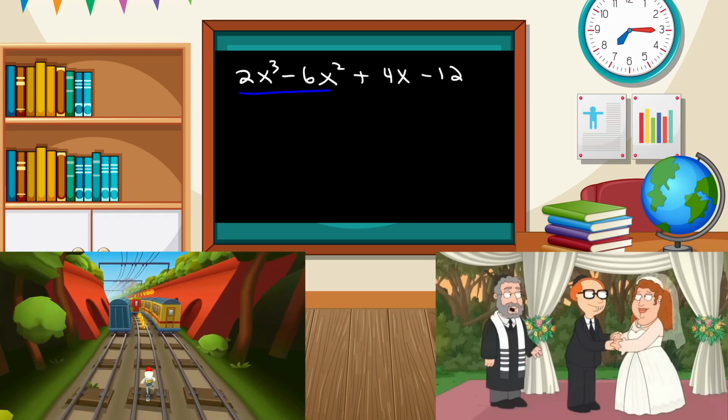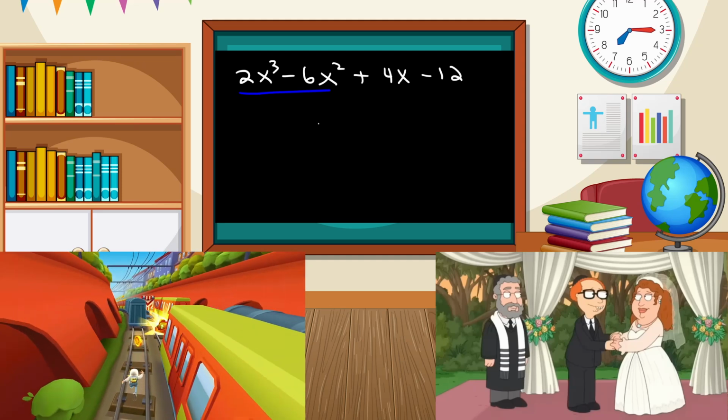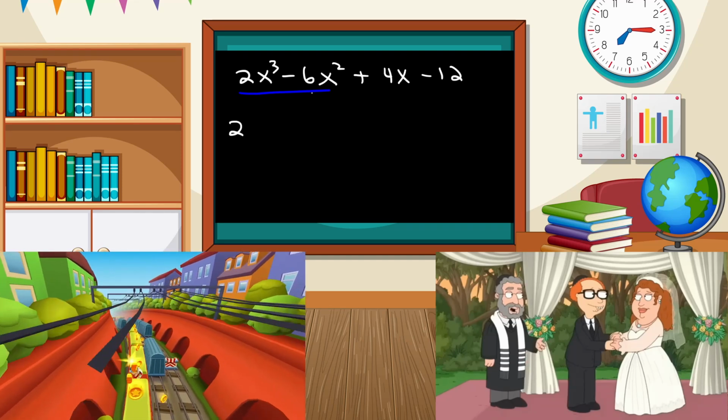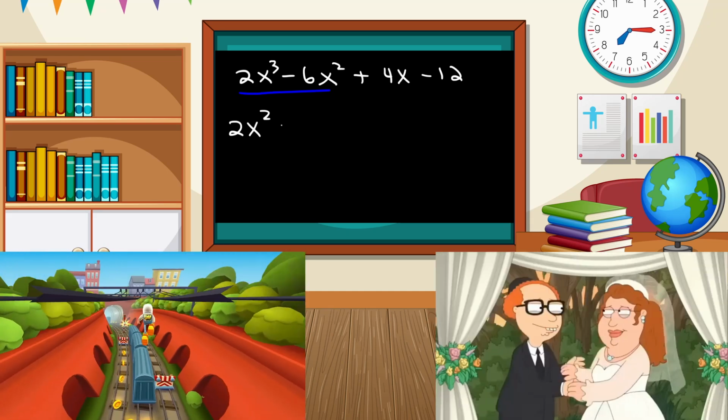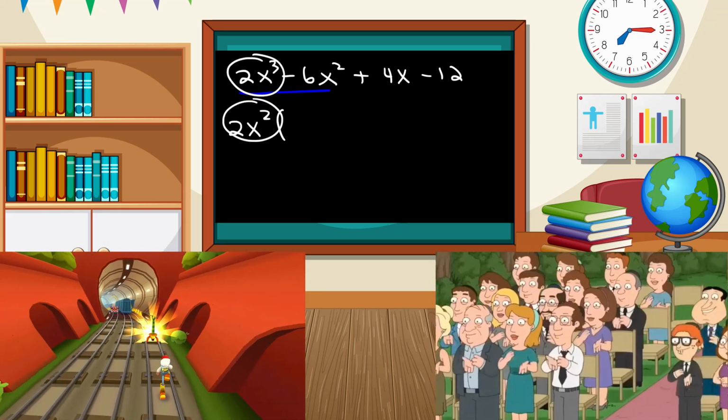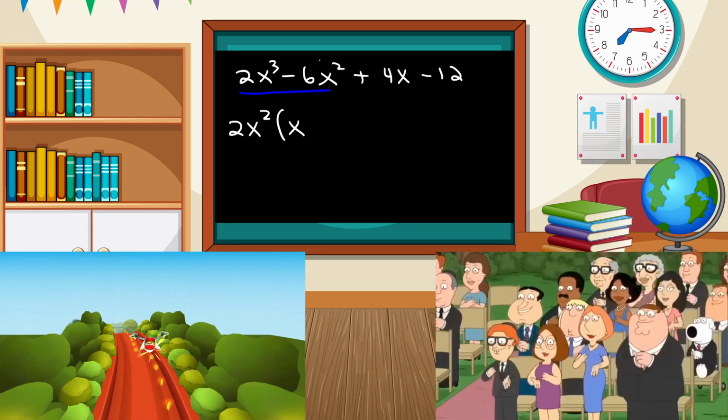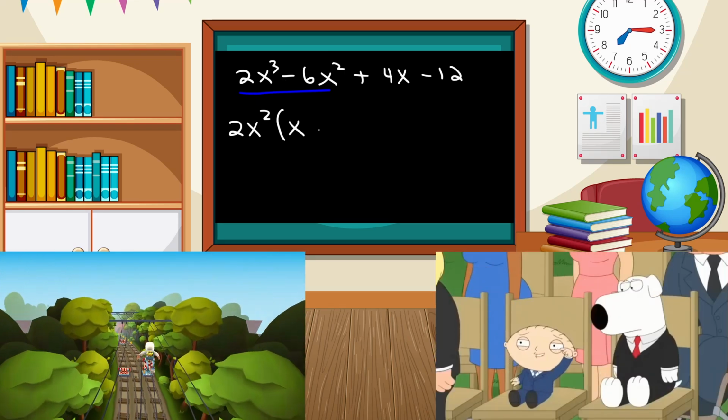Factor by grouping. In the first 2 terms, what is the GCF? So the GCF will contain a 2. 2 can go into itself and 6. And the least power of these 2 is x squared. So the greatest common factor will be 2x squared. Now 2x to the 3rd divided by 2x squared, that's going to be x. And negative 6x squared divided by 2x squared, that's negative 3.